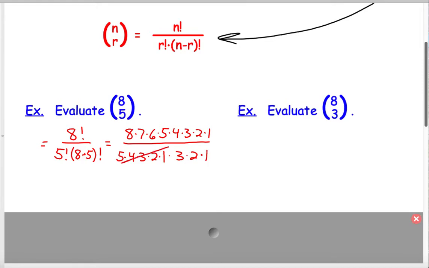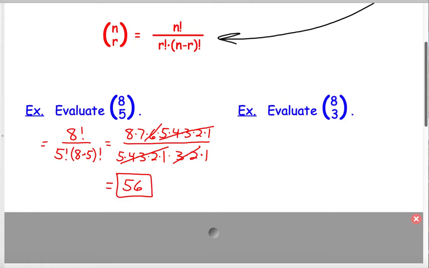Well, I can cross this off with all of those. 3 times 2 is 6. That'll cancel with that. And so I'm left with 56. So 8 choose 5 is 56. If I had 8 of something and I wanted to choose 5 of them, and the order doesn't matter, there'd be 56 ways I could do that.